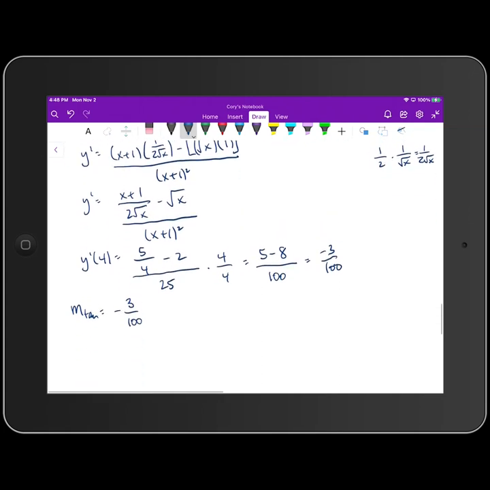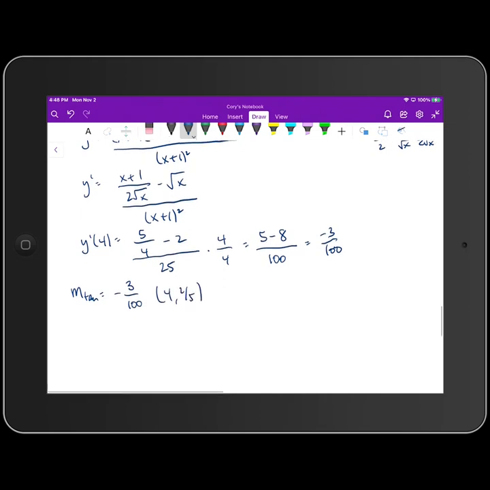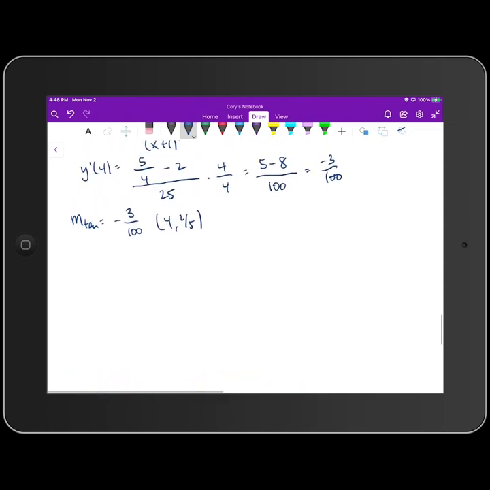My point of tangency is the ordered pair 4 comma 2/5. And then I can plug that info into my point slope formula. So my point slope formula is going to become y minus the y coordinate 2/5 equal to the slope negative 3 over 100 times x minus the x coordinate 4. And that right there is our tangent line equation.